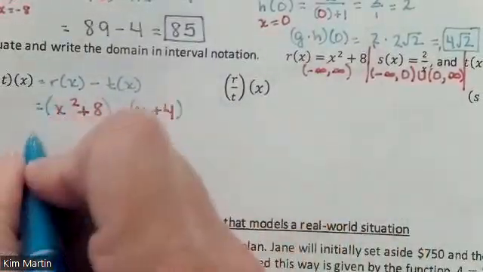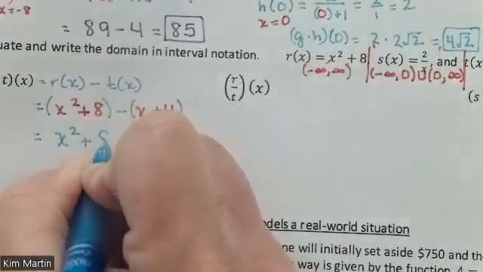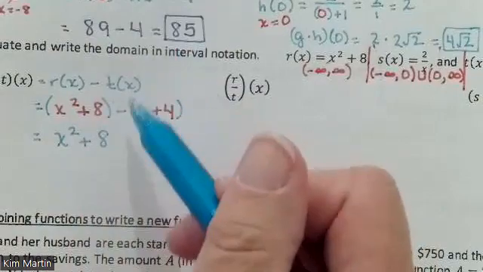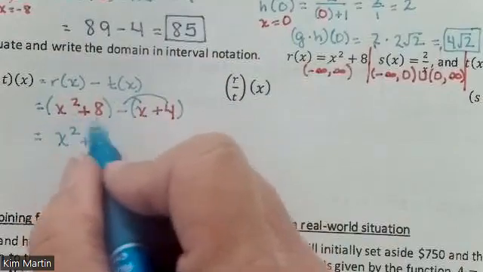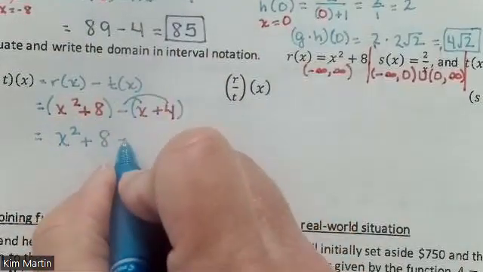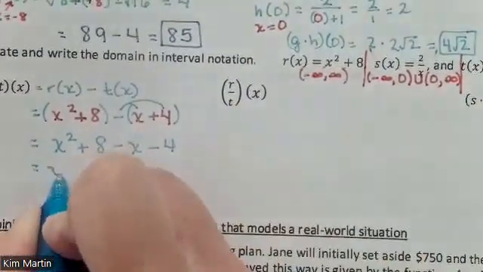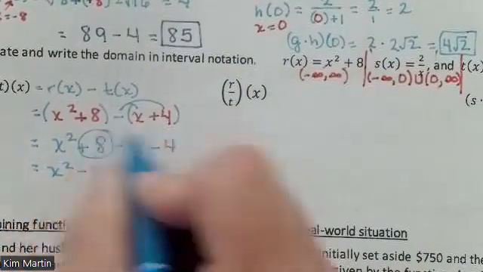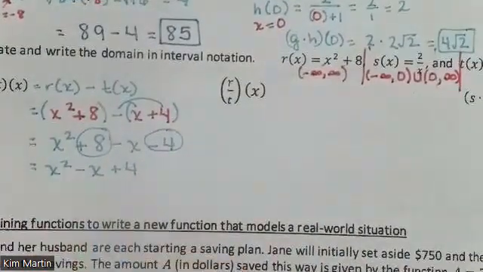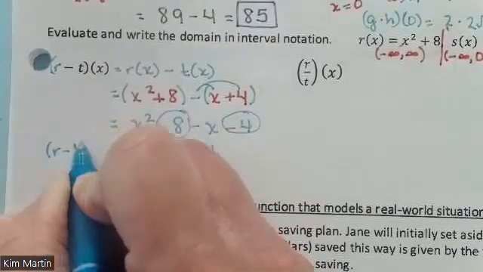So now I have to simplify. What happens to all the signs after the subtraction sign? Right. Exactly. All the signs change. You got to distribute that -x. This first one stays the same, x squared plus 8. Then you have minus x minus 4. Now all we got to do is simplify this, so we get x squared minus x plus 4, because I can combine this and this. Okay, that is my new function, called r minus t of x.